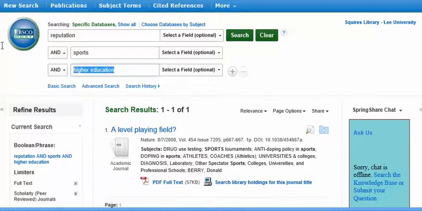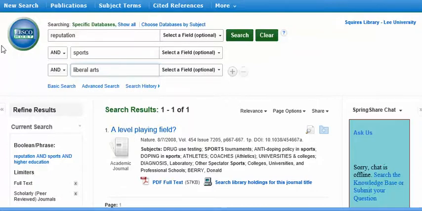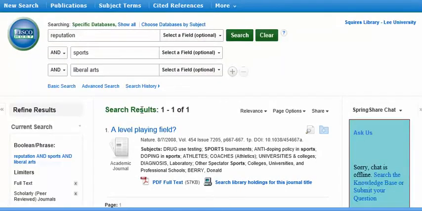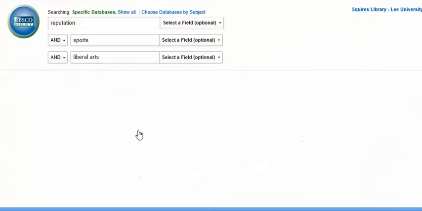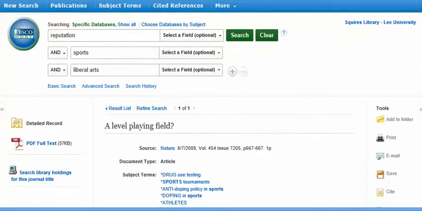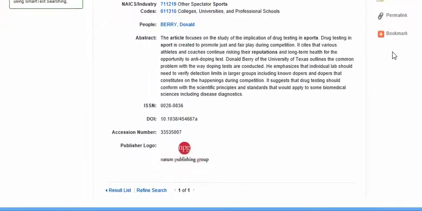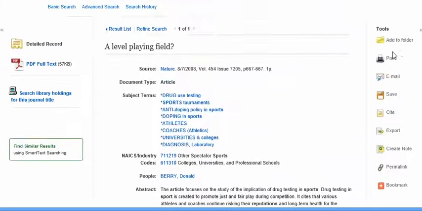I also tried liberal arts to see if there was anything about liberal arts that would come up, and I'm getting one article here. So I'm going to pull it up and see. This one just keeps coming up. It's about doping and testing and what happens if athletes are tested. What are the implications for reputation? And you know what?